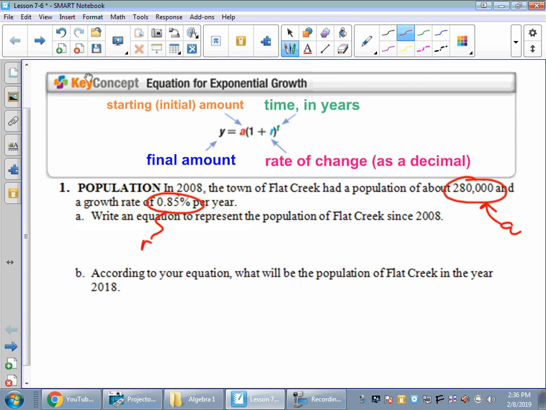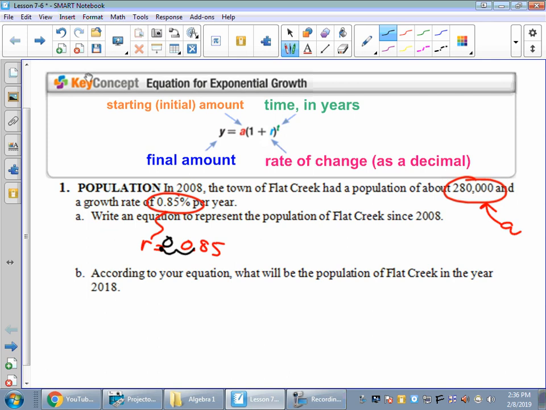But remember, we have to write that as a decimal. So how do we do that? At 0.85%, remember, we have to move it 2 spaces to the left to make it a decimal. So we had to move this thing 2 spots to the left, which would put another 0 in there. So it'd actually be 0.0085. Remember that as we move along.